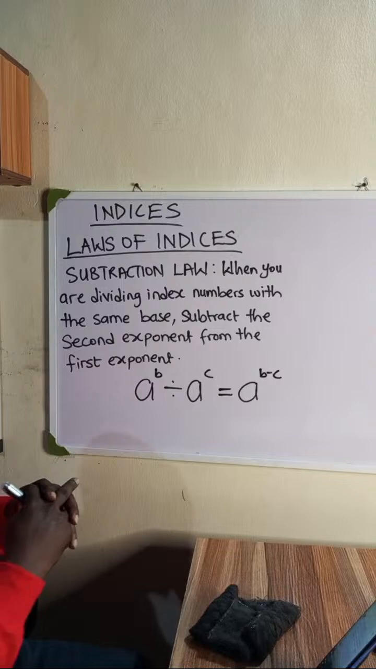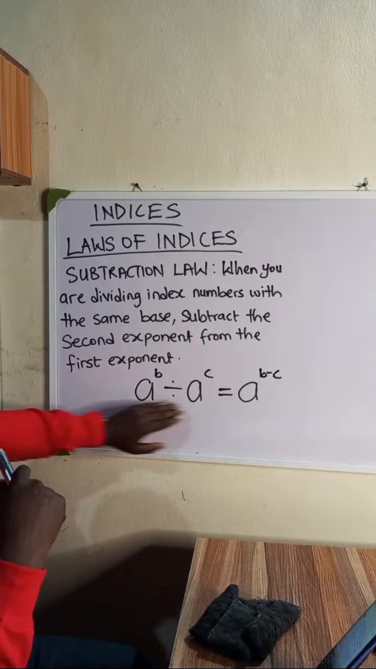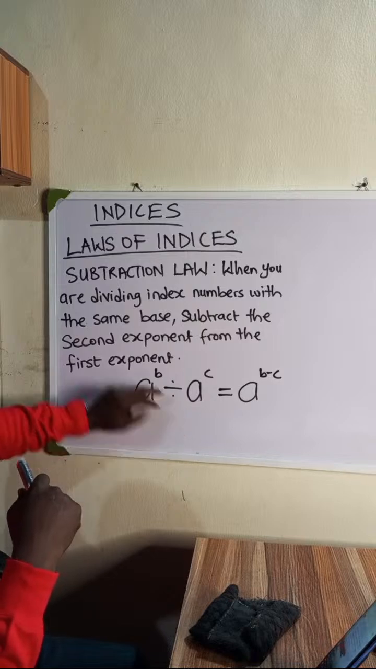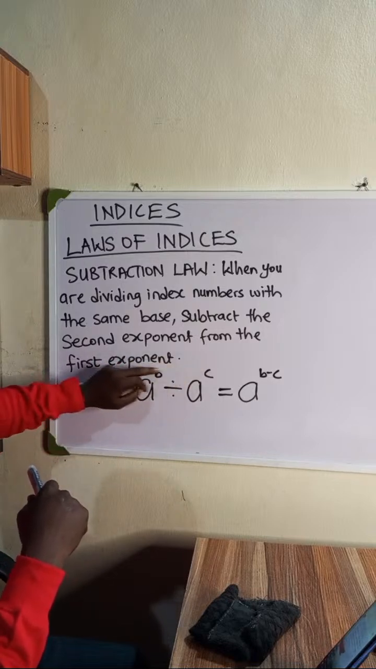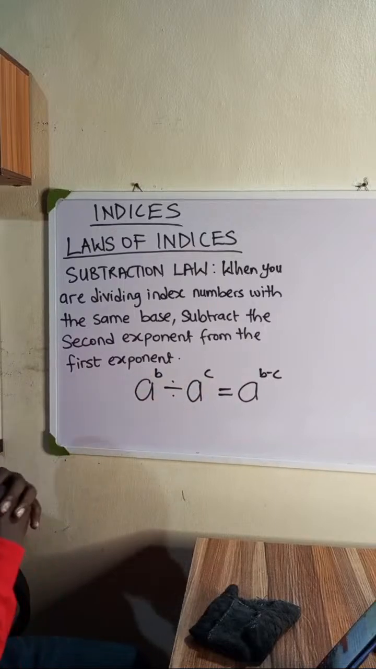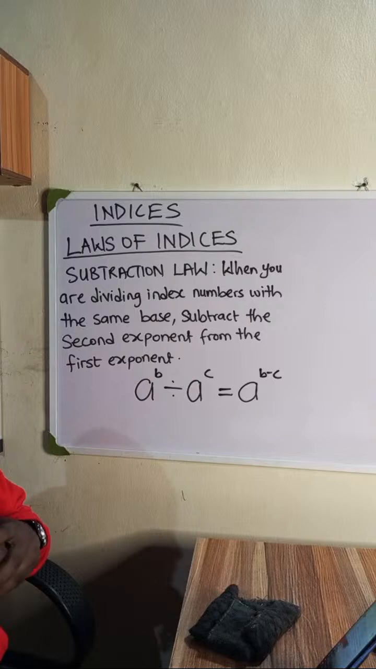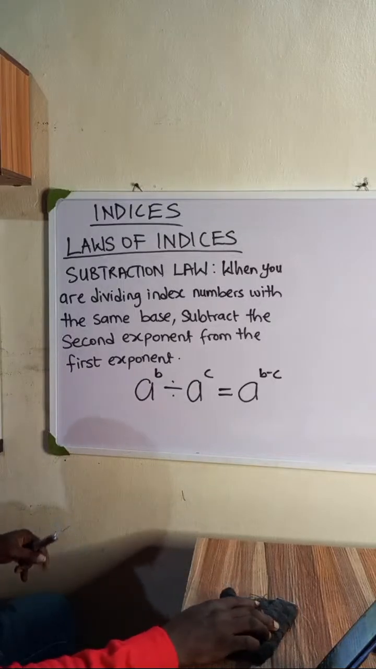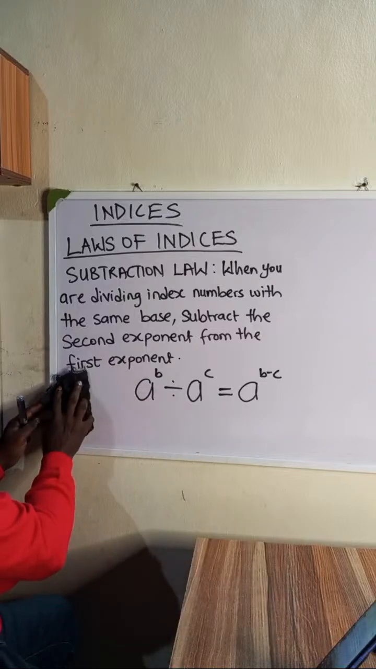Okay, so when you have the same bases and you are dividing, all you need to do is subtract the second exponent from the first exponent. So we're going to look at a few examples. Let's look at a few examples.